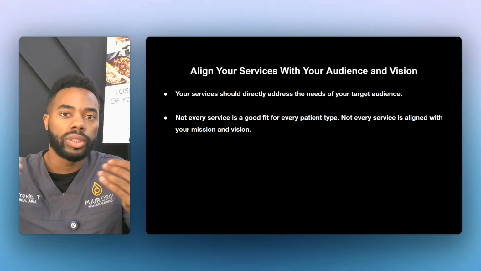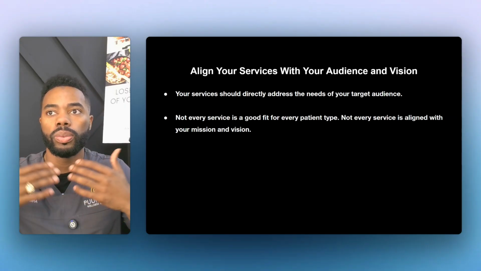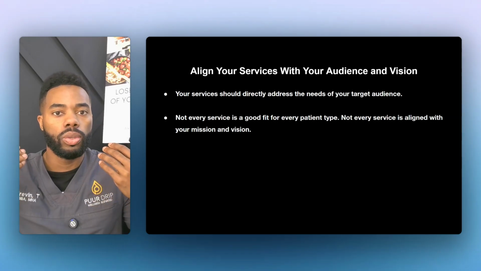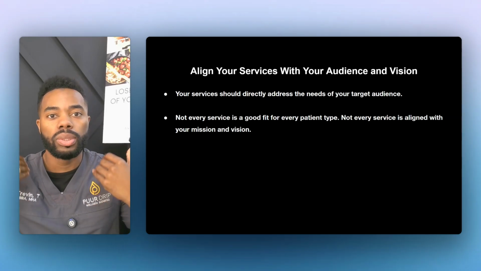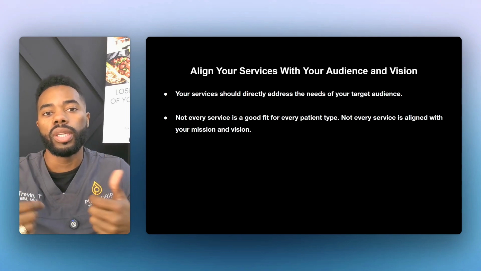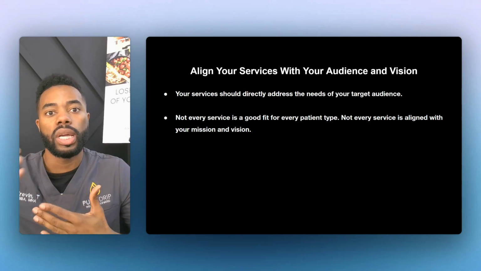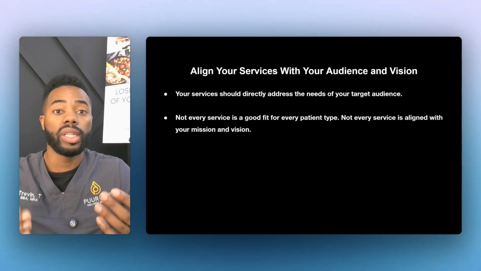If you're offering a bunch of services that you don't believe in, that you don't like offering, that you don't think actually helps, then when you try to tell someone about them, that's going to come through. And ultimately, you're not going to feel good with yourself by doing so. So everything we do here at Pure Health and Wellness is aligned to what we believe is actually going to benefit our patients.